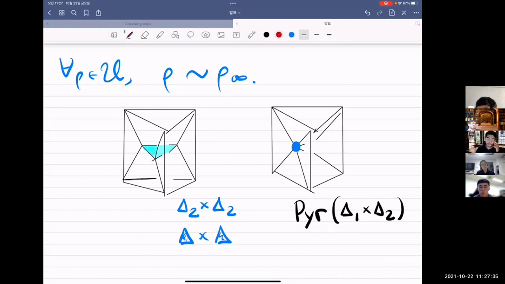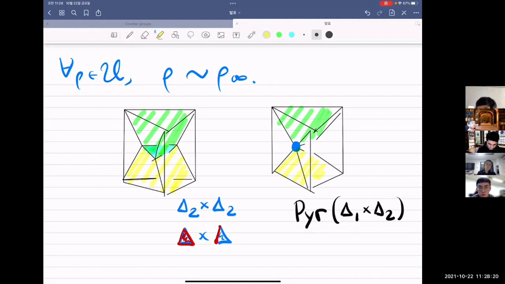For example, the face will be triangle times interval. This will be a face of codimension 1, which is a facet. You can see here, this is the corresponding facet, and this is another one. These two facets are adjacent, and their intersection is exactly this blue triangle.